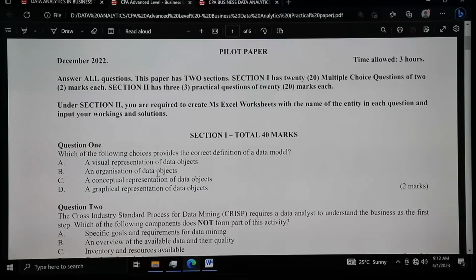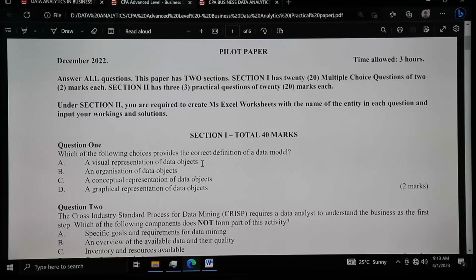So, you are supposed to read all the 4 choices. Don't just read one. Read all the 4 choices, because in most of the questions you are asked to either choose the correct definition or eliminate the wrong one. And here we are told to choose the correct definition. Is the data model a visual representation of data objects? We said a visual representation of data objects is actually referred to as data visualization.